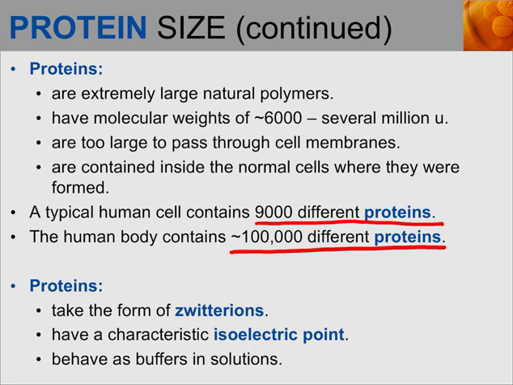Now, proteins will take the form of Zwitter ions because, again, they're made up of amino acids. They do have a characteristic isoelectric point, so the point at which the net charge is 0. And because they're made up of amino acids, they can behave as buffers in solution. So remember, amino acids can behave as buffers, so it follows that proteins can behave as buffers.